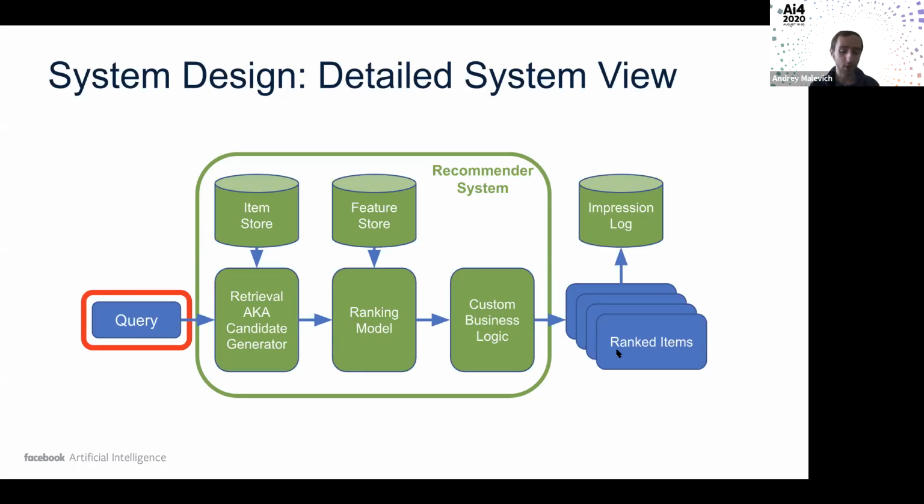The query will have all the information that is needed by the recommender system to produce ranked items, including both the user identifier as well as some context information. For example, what is the time of day, what device the user is using, and so on.